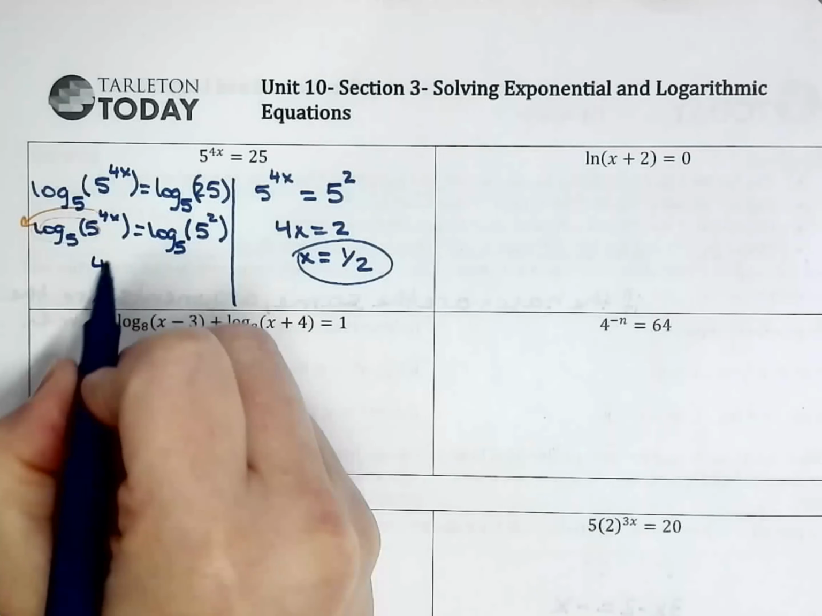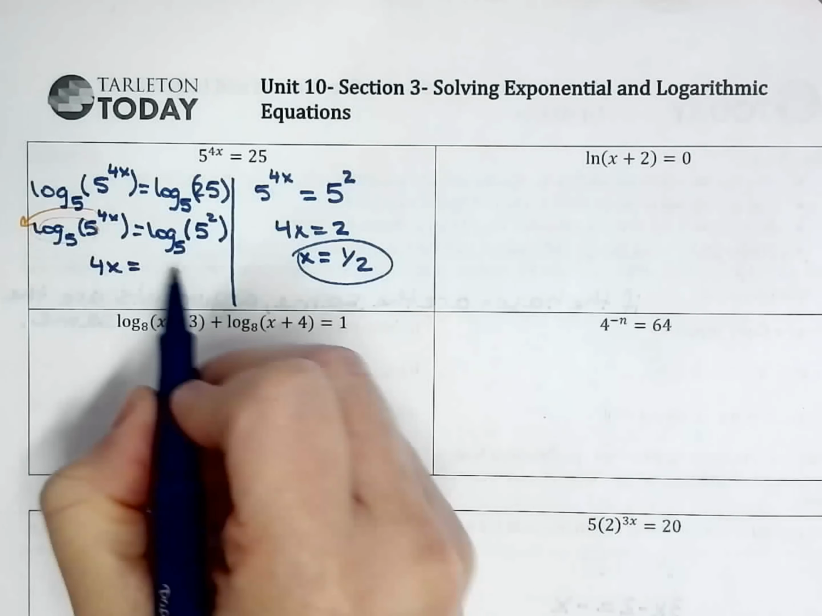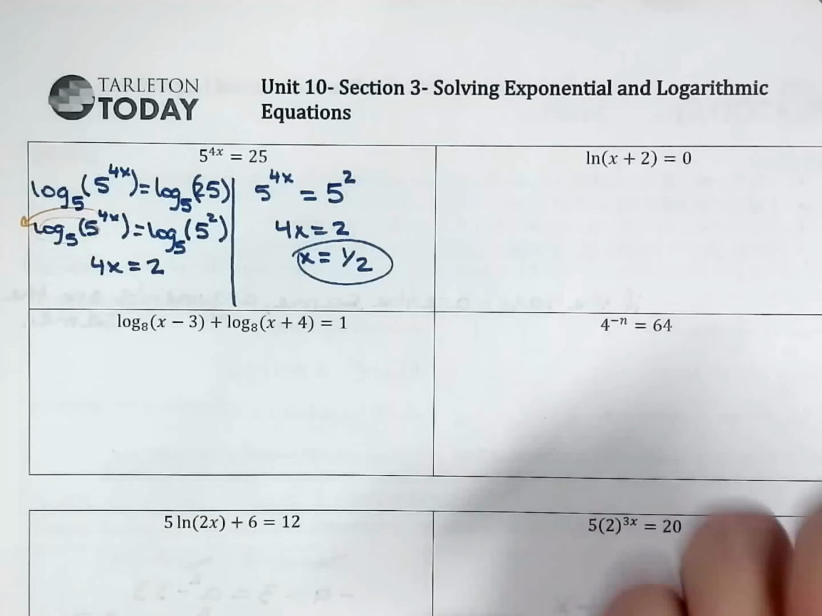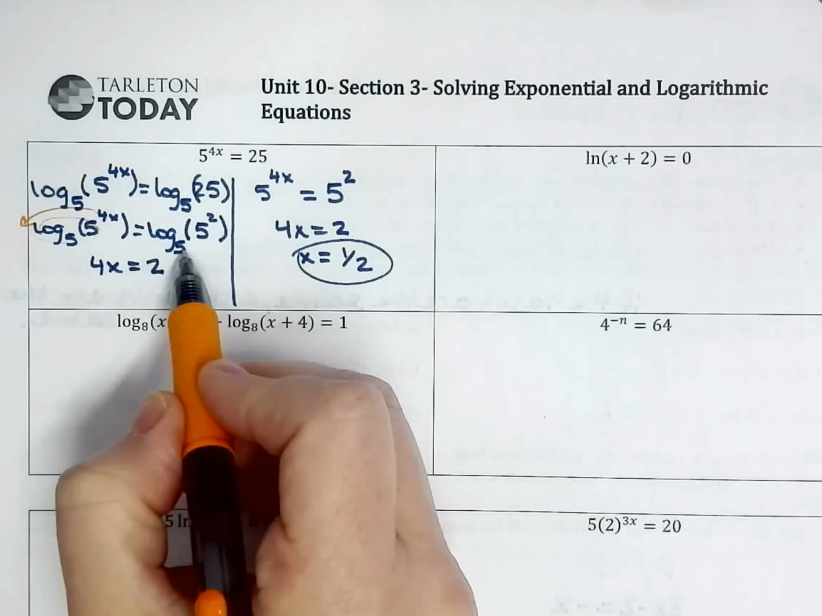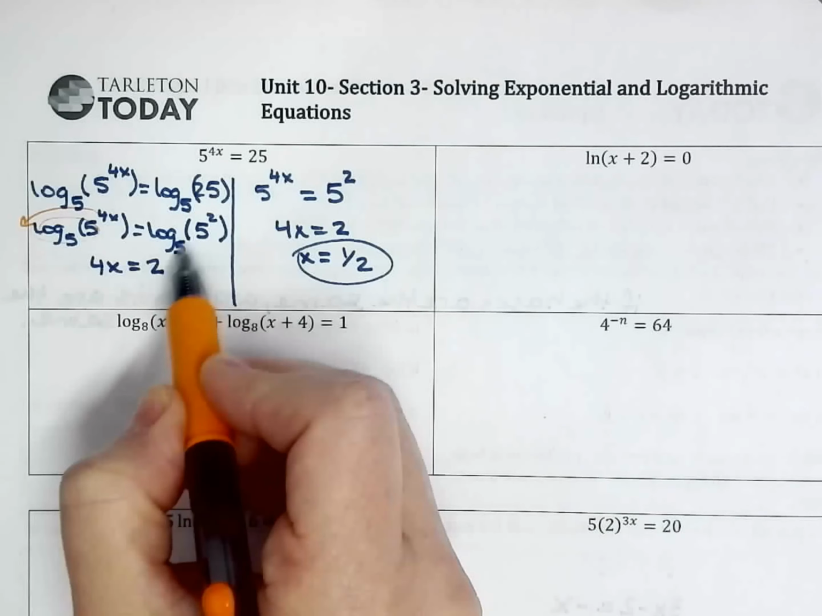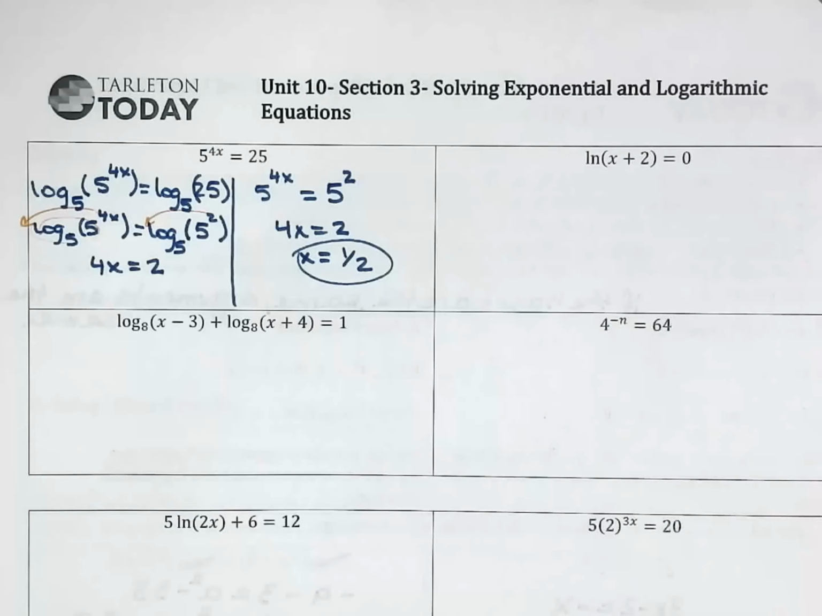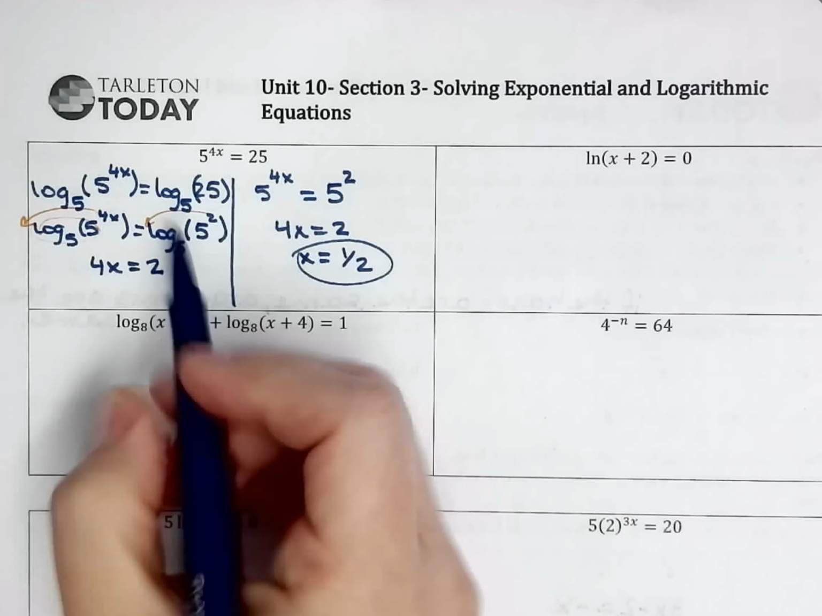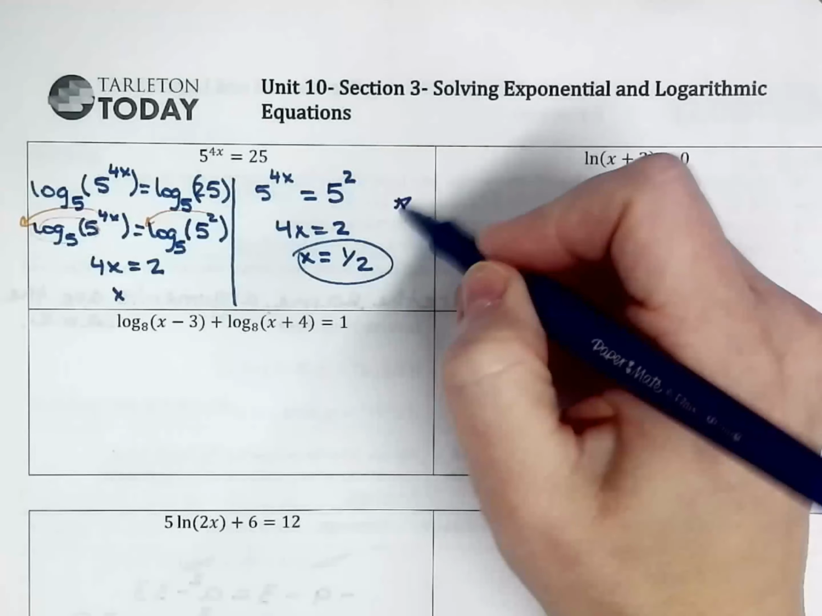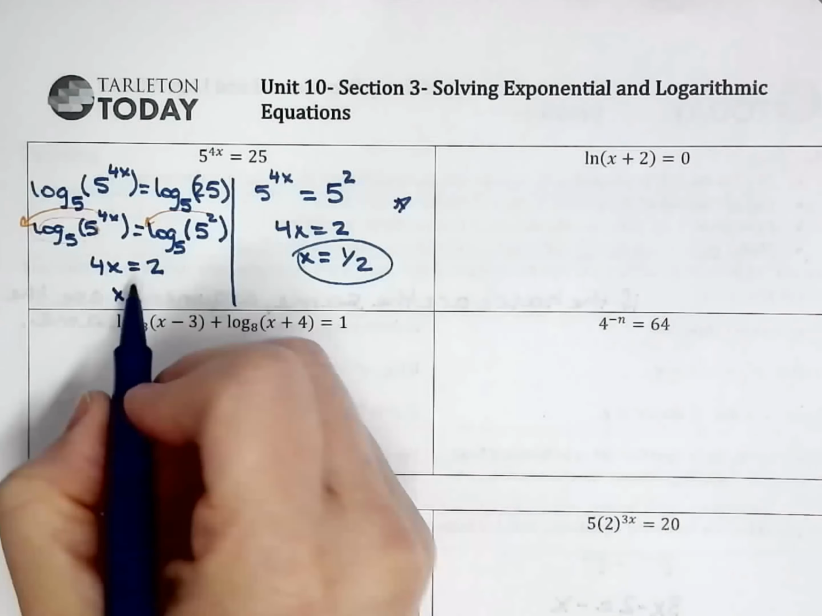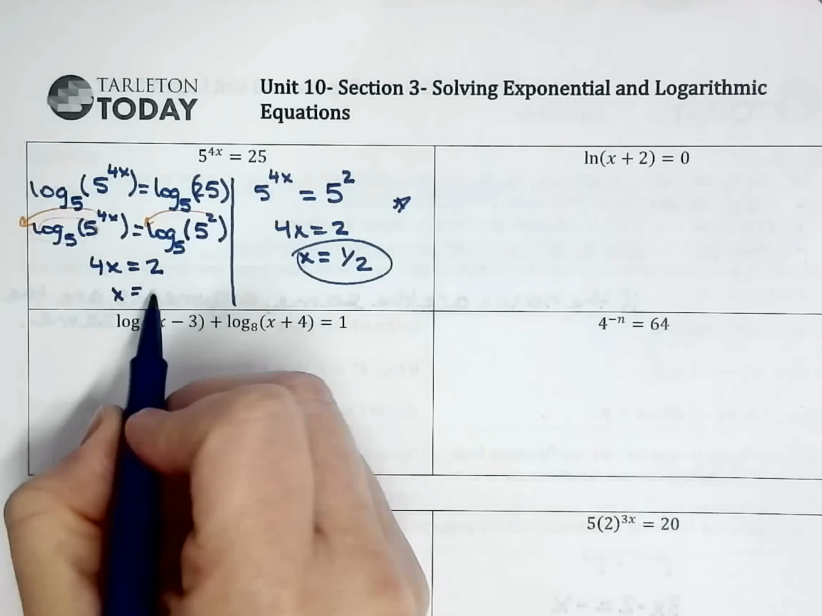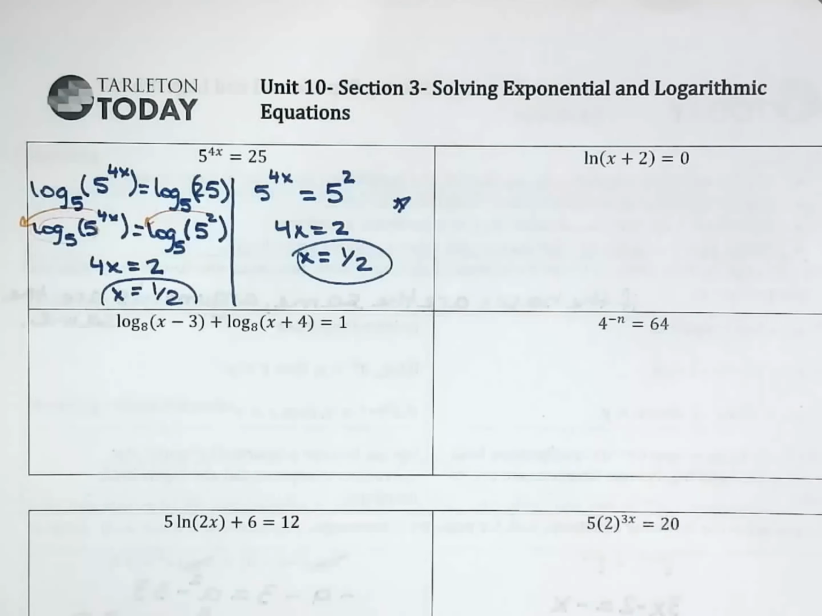So now I have 4x equals 2, which is the same thing that happened here. Log base 5 of 5, that's just 1, and this 2 goes back in the front multiplying. I feel like this way is easier and faster. But you also have this option here. And either way, you get the same answer.